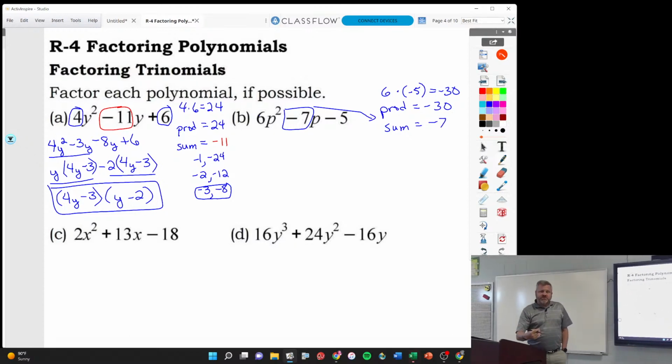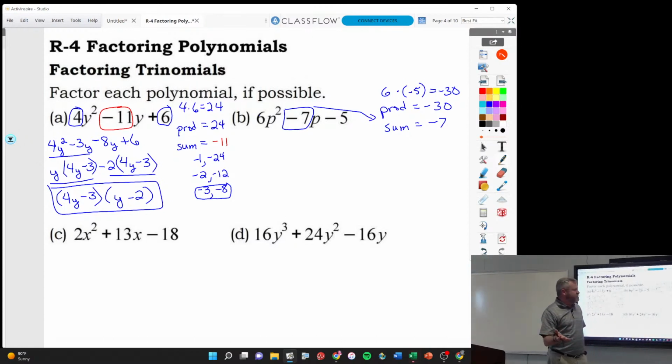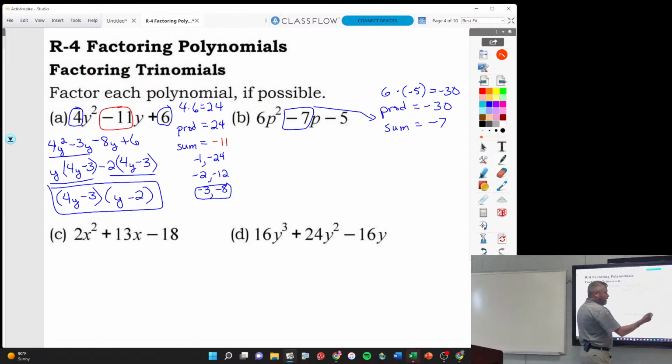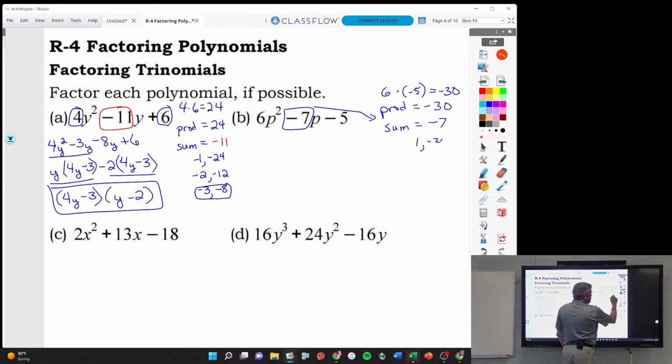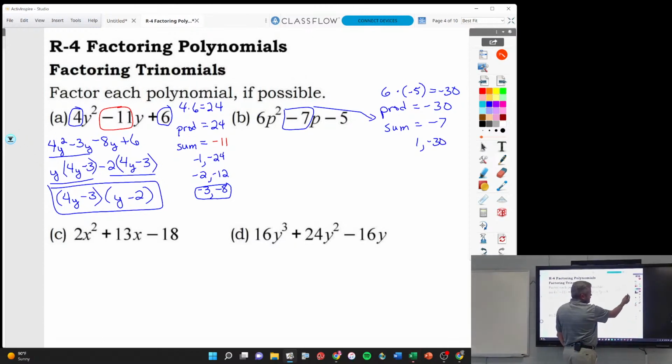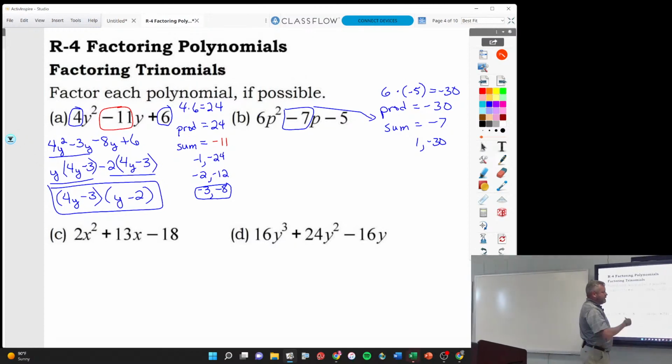So to multiply two numbers together and get negative 30, one's positive and one's negative. To add those same two numbers together and get a negative answer, that tells me that the bigger number has to be negative. So again, if I started with the basic numbers, obviously 1 times 30. But one has to be negative, and we've already determined the bigger number is the one that has to be negative. So if I took 1 times negative 30, that would get me negative 30. But if I combined 1 and negative 30, I get negative 29, not negative 7, so that one doesn't work.